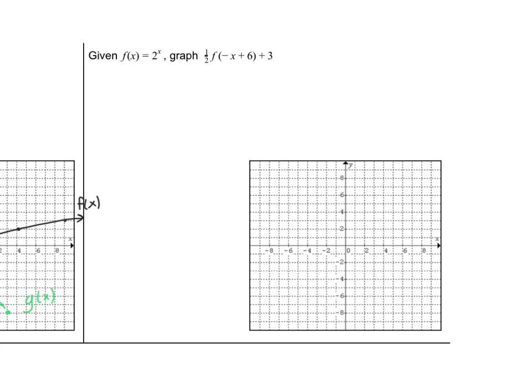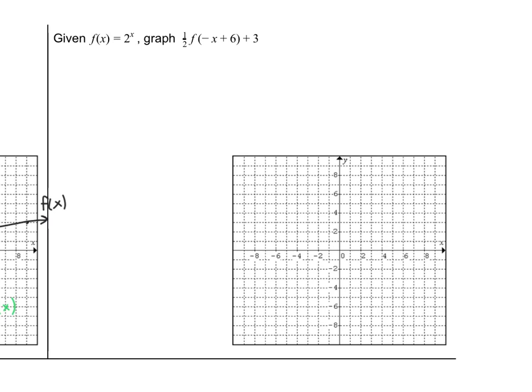So here we have 2 to the power of x. So let's go ahead and graph that base function. So why don't you pause it and try it on your own to make sure you remember the base function. Okay, so here's our base function.